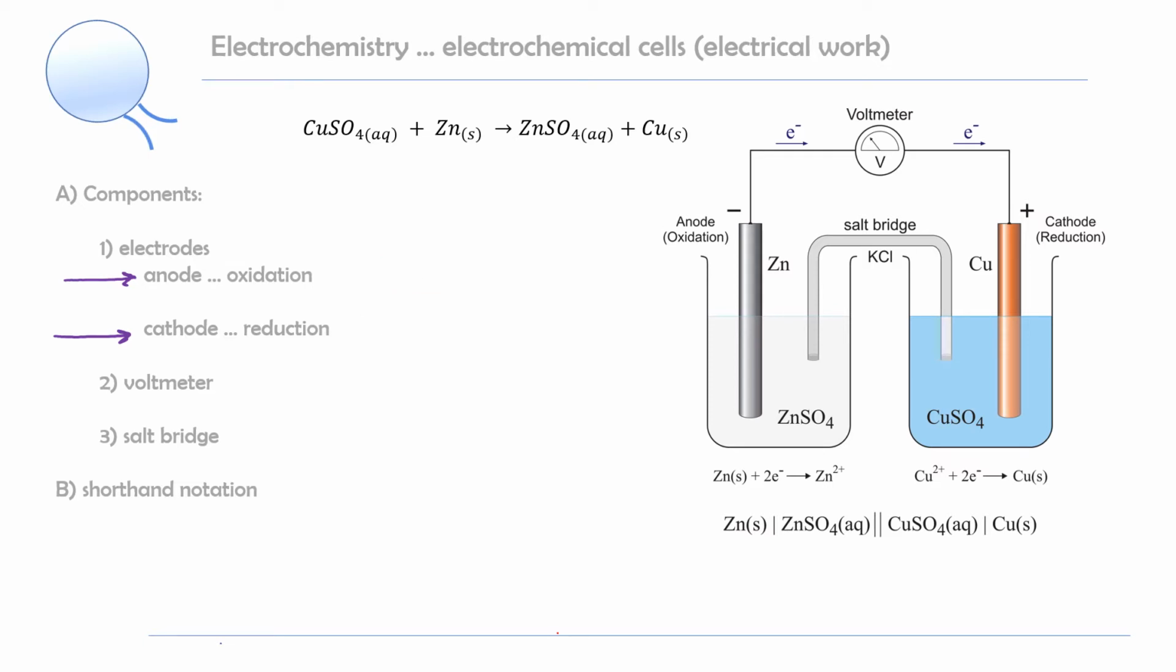So in looking at the diagram, the following will always be true. When you look at a diagram like this, the electrode on the left is the anode. This is where oxidation is going to occur.